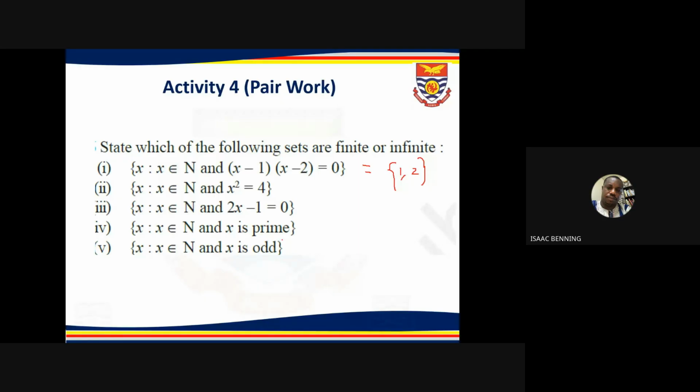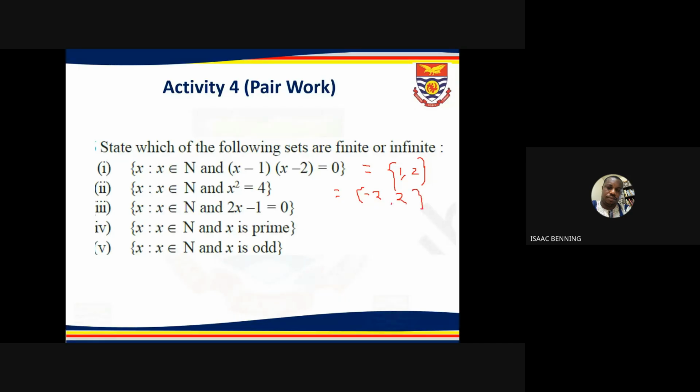And the second one, it's also finite. What are the elements? Positive 2 and negative 2. Negative 2 and 2.